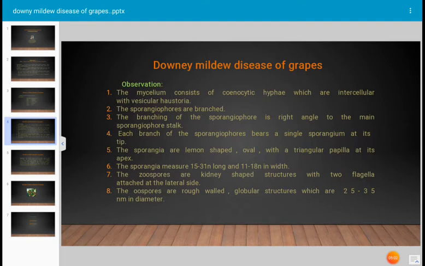Here we have discussed the pathogenic characteristics of the pathogenic organism. What you have to observe in the slide is that the mycelium consists of coenocytic hyphae. That means the fungus consists of non-septate hyphae; septa are absent in the hyphae. And intercellular mycelium is there. When we take a thin section of the fresh material and mount it in a drop of cotton blue, we can see the intercellular mycelium and haustoria. Okay.